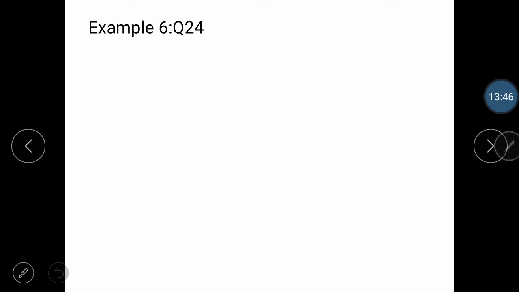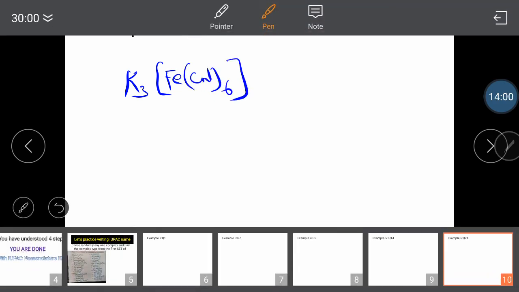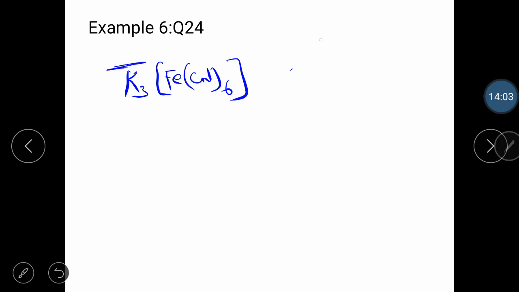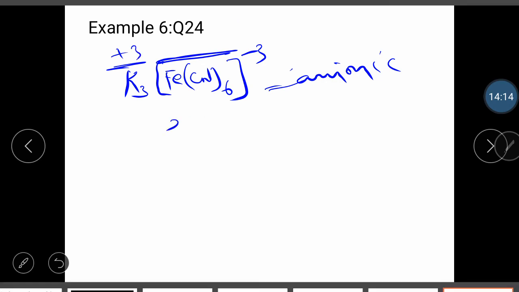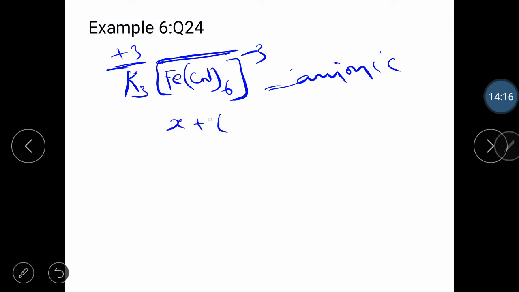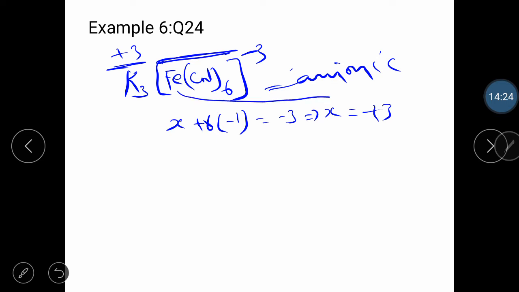Next. Question number 24 I'm doing. I told you there's a correction, so please make it proper. K3 should be outside. So K3 Fe(CN)6. If you see clearly, this is my cation, this is my anion, so my complex is what? Anionic complex, no doubt. This is minus 3 charge, this is plus 3 charge. So X plus 6 into minus 1 for cyanide is equal to minus 3. Therefore X is equal to plus 3, meaning iron will have plus 3 state.